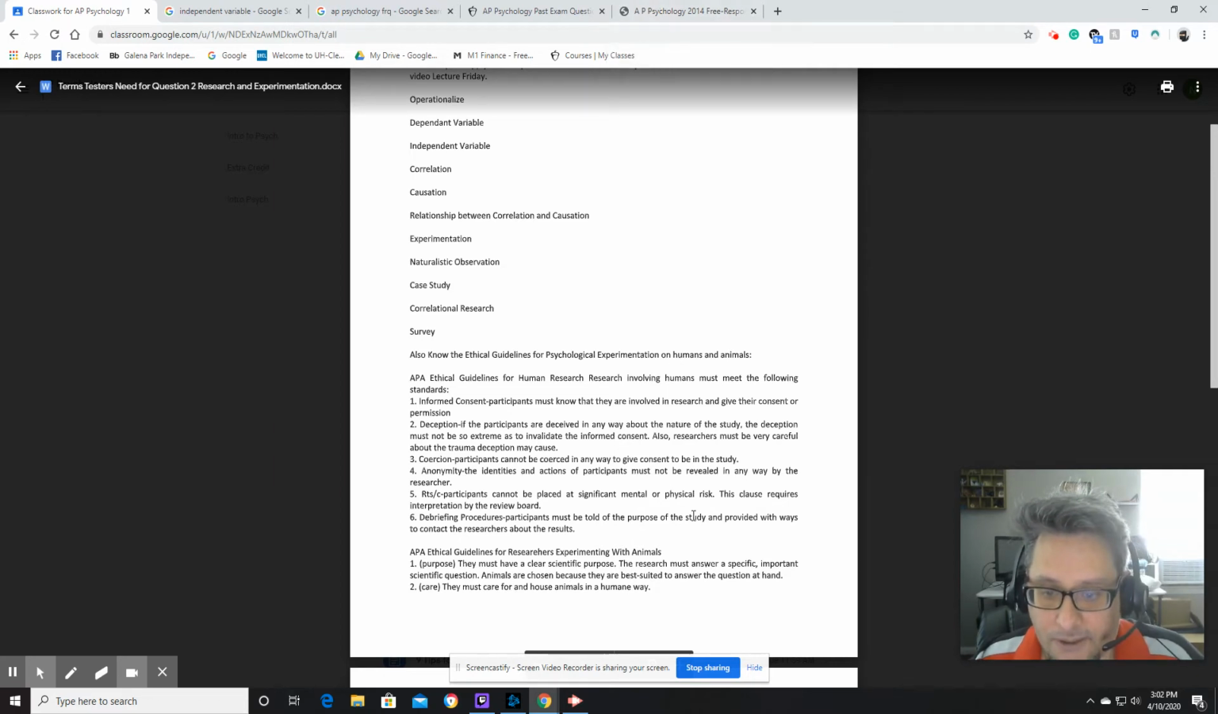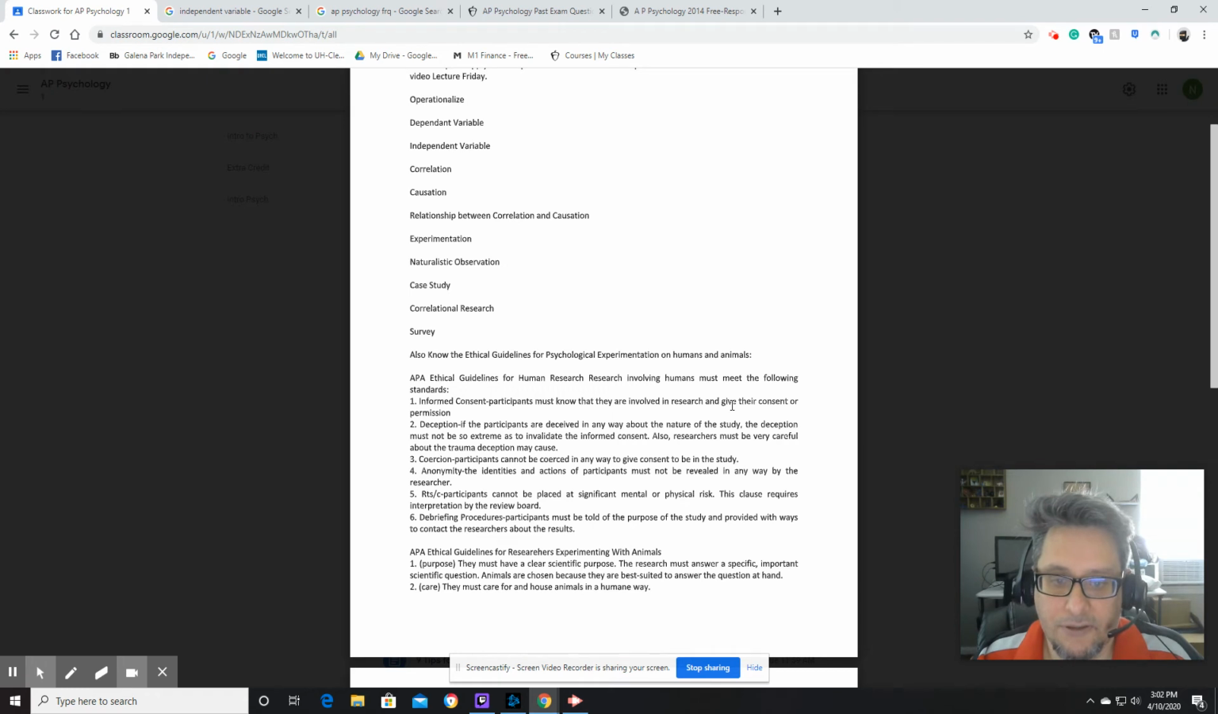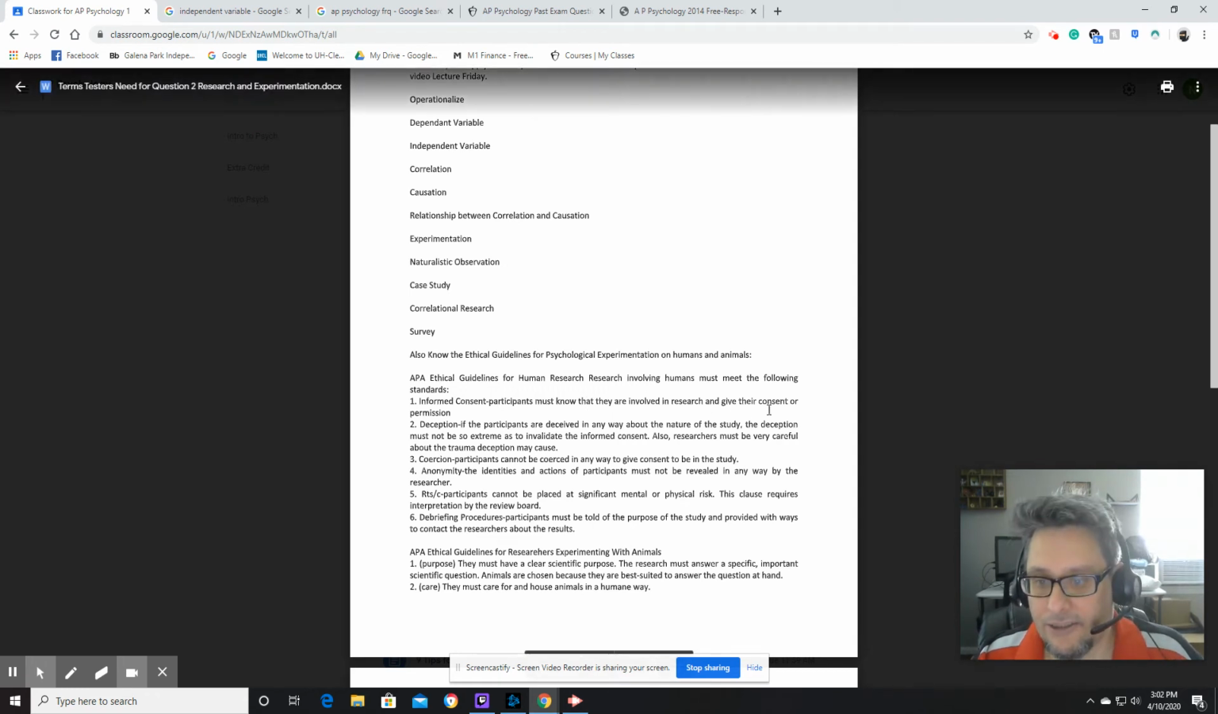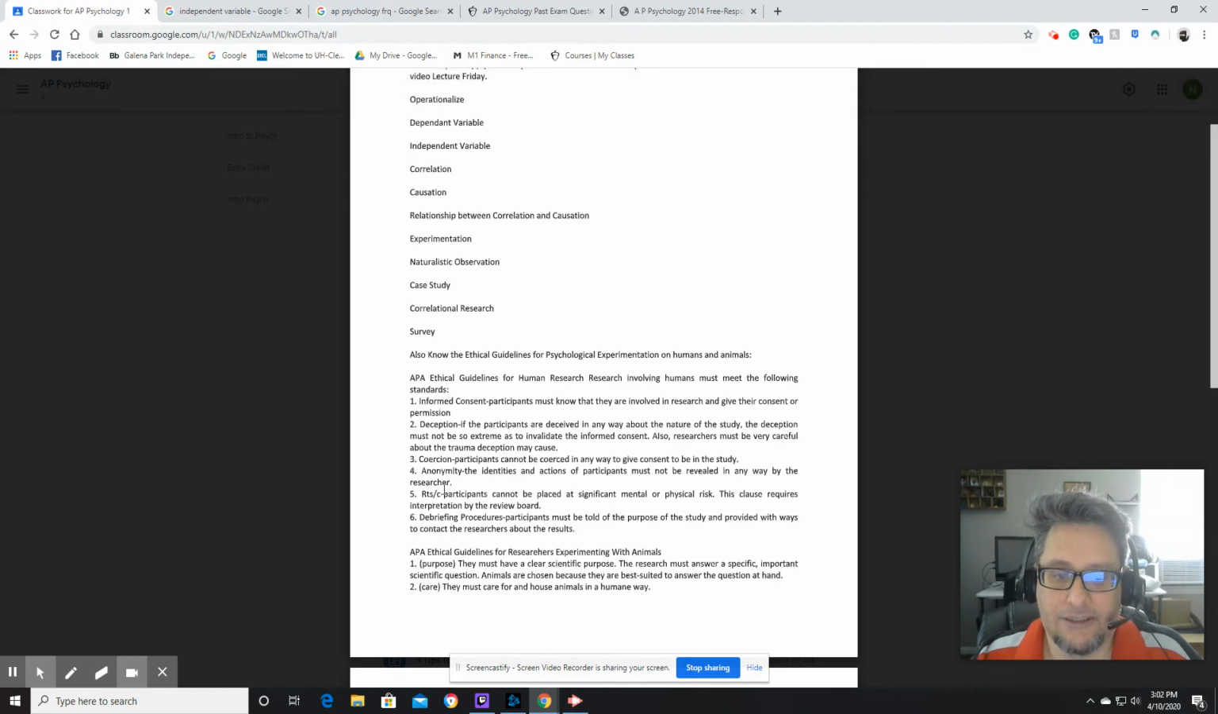You have to be told the purpose of the study. Now, normally they would be told the purpose of the study in the informed consent, unless there's a deception involved. So normally before they go in, they're told what they're being studied for. But in this case, because there was a deception involved, it had to happen in the debrief.